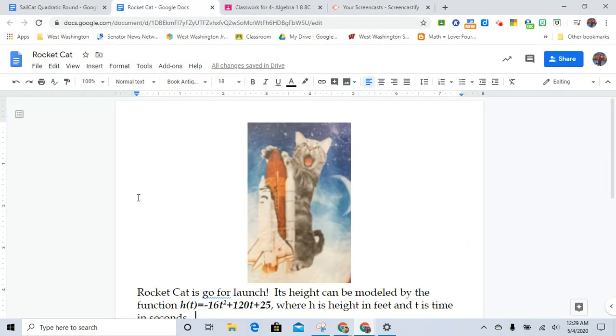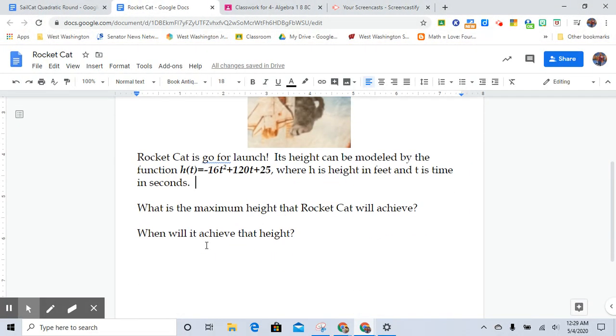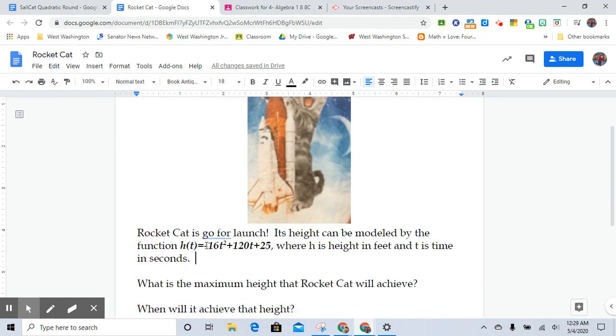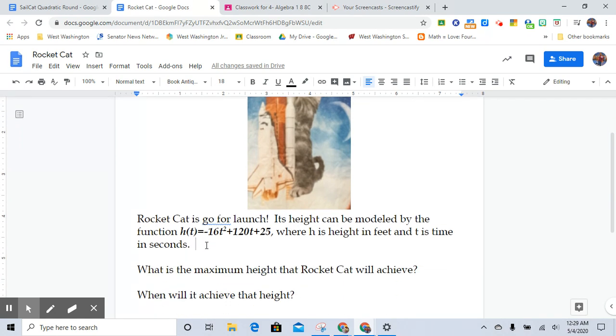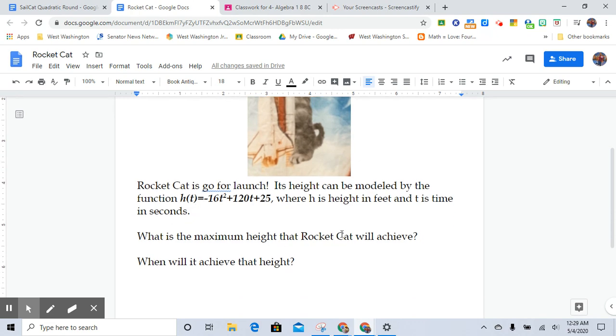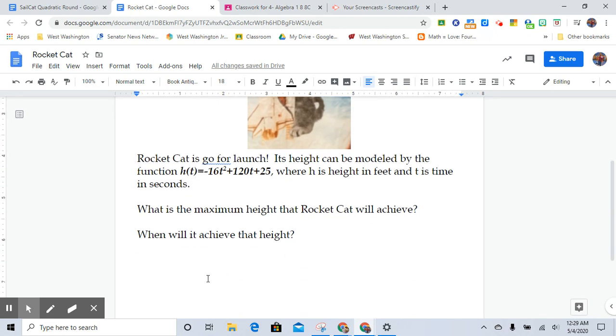Here we go. Last thing is the problem that you have for today. Rocket Cat is go for launch. Its height can be modeled by this function. What is the maximum height that Rocket Cat will achieve, and when will it achieve that height? And so this obviously is talking about the vertex. The deal is you got to know which one of them is the x value and which one is the y value, and that's pretty much all I got.